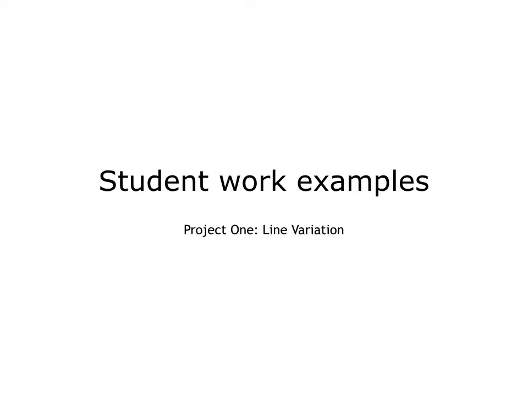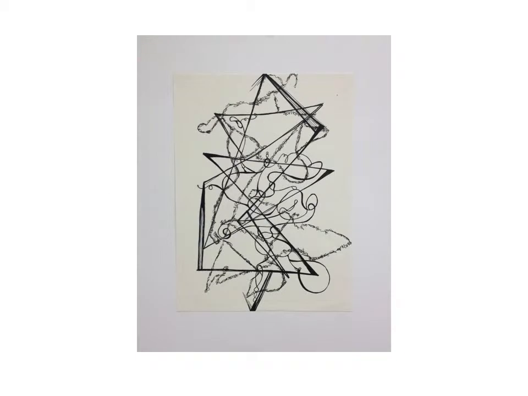So I wanted to show you guys some student examples for the first project, just to get you thinking about what you could do. So these by no means are a right or wrong way to do this piece. The guidelines kind of simply state you have to pick three different types of line and put them together in an interesting composition. So how you do that is up to you. I'm going to look at some student examples here from previous student projects. And they're all very different, but all successful projects.